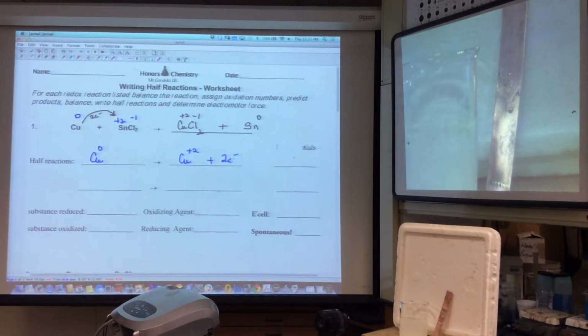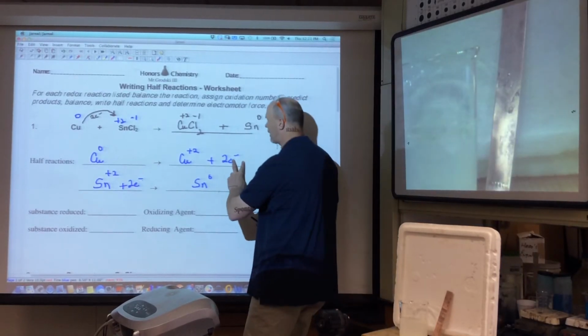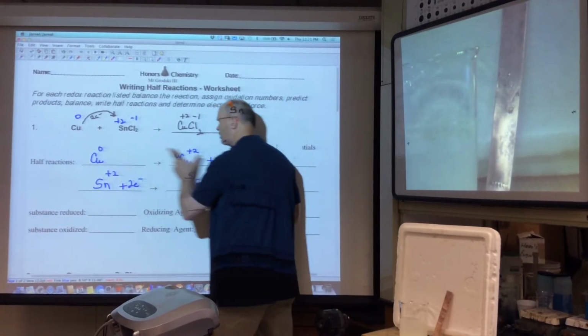So, I start with the tin. Tin, what charge? Plus 2. Now, what does it become? 0. Right. Now, the question is, how many electrons are involved here? 2. And now, where do I put them? Reactant side. So, both sides have the same charge. Hint: the check is you put the amount of electrons that make both sides equal to each other.